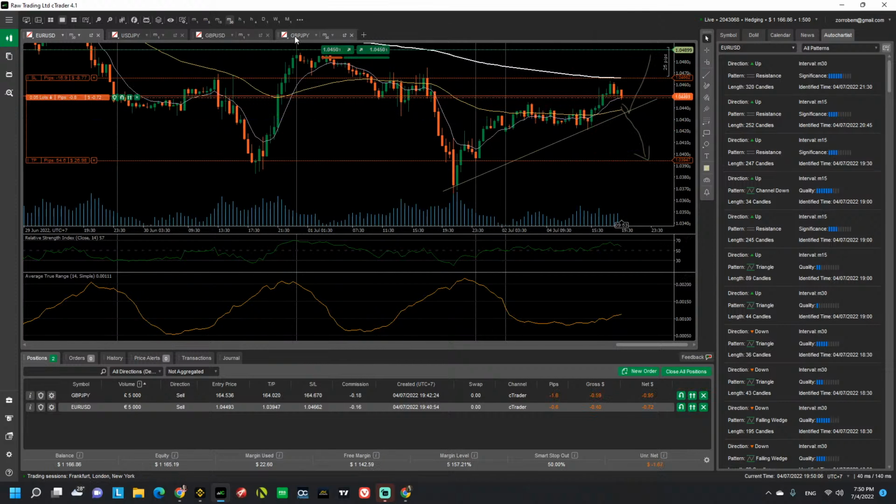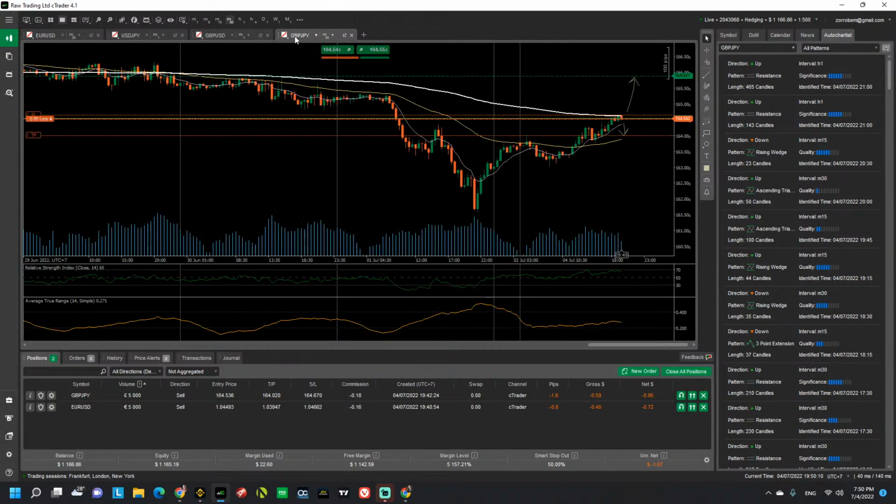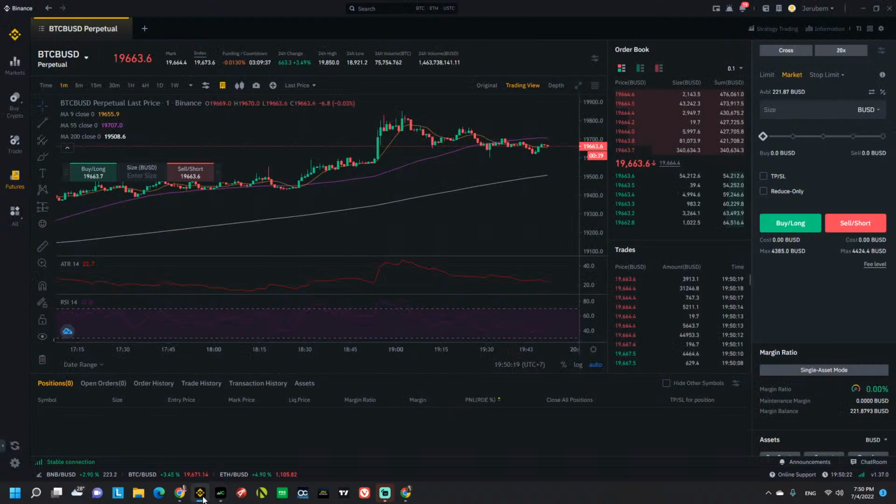Okay. So I'm just moving back and forth with pound JPY and Euro USD. Let's look into Binance. Let's see what's happening with crypto. Okay, nothing here so far.